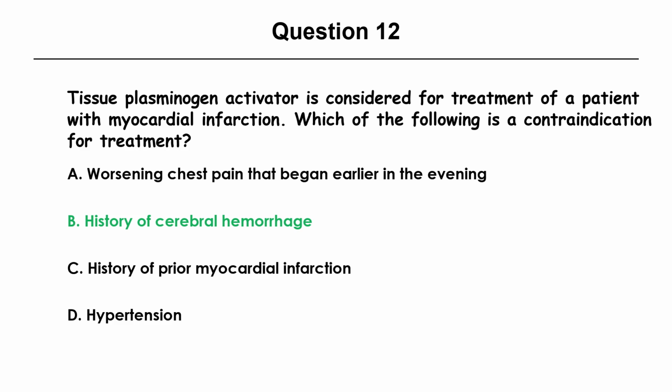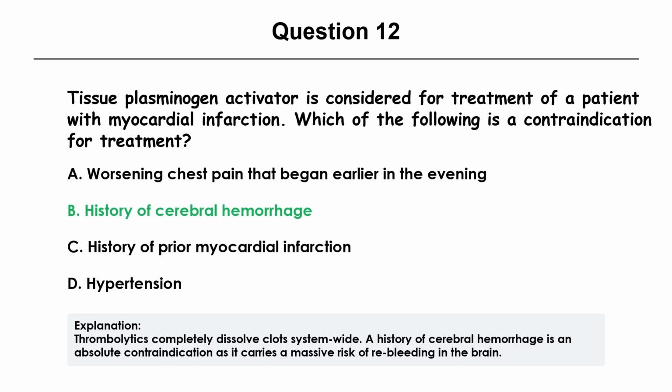The correct answer is option B. History of cerebral hemorrhage. Thrombolytics completely dissolve clots system-wide. A history of cerebral hemorrhage is an absolute contraindication as it carries a massive risk of rebleeding in the brain.